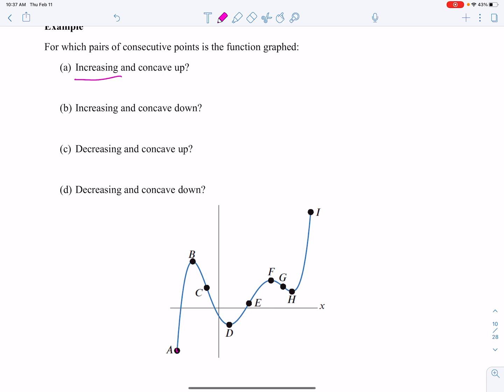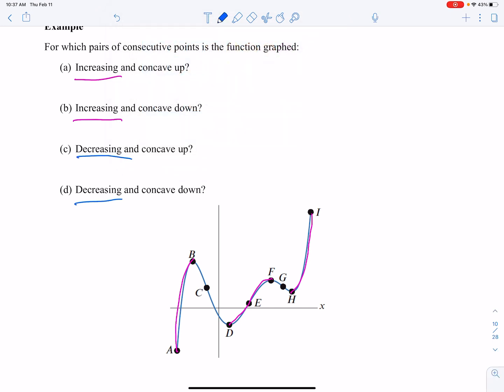Okay, we can see increasing from A to B because the y values are getting bigger, right? And then also increasing from D to F and increasing from H to I. Again, increasing means the y values from left to right are getting bigger. Okay, so that's increasing. Let's look at decreasing.